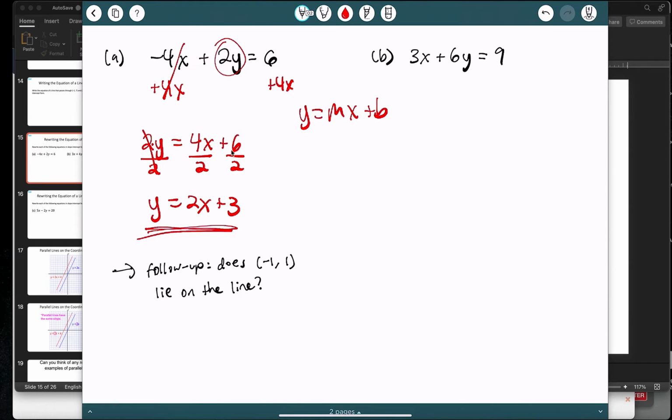Okay, because now I can tell you, okay, so now the slope of the line is 2. Right, and what's the y-intercept? Well, the y-intercept is 3, right, so that's my b.